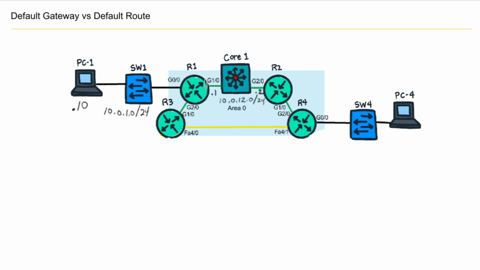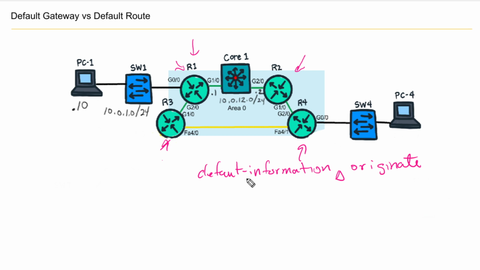Somebody on this network needs to add a default route into OSPF. Will it be R2? Will it be R1? Will it be R3? Will it be R4? Somebody needs to do it. And the way we add a default route into OSPF is we go to router configuration mode, and we say default-information originate. And I think the hyphen is right there. We'll find out in the live interface.